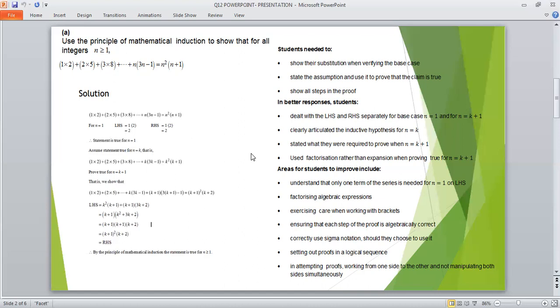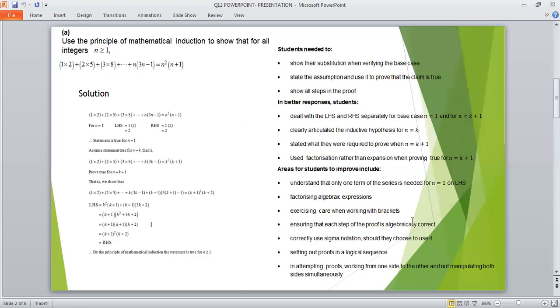Now, in better responses, what students did is that they dealt with the left-hand side and the right-hand side separately for both cases, n equals 1 and n equals k plus 1. They clearly articulated the induction hypothesis. They also stated exactly what they were trying to prove when n is equal to k plus 1. And in the body here, where the calculations were actually done, they used factorization rather than expanding when they were proving for n equals k plus 1.